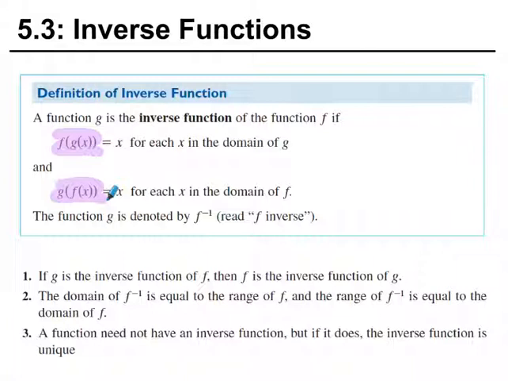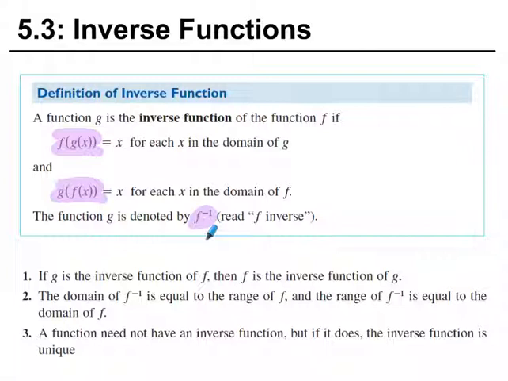And how we denote an inverse is we use f to the -1. This doesn't mean to the -1 power. This actually means f inverse. Okay? So there are three kind of important statements, and your book actually has these down. It says if g is the inverse function of f, then f is the inverse function of g. That should make sense. They're kind of buddies.